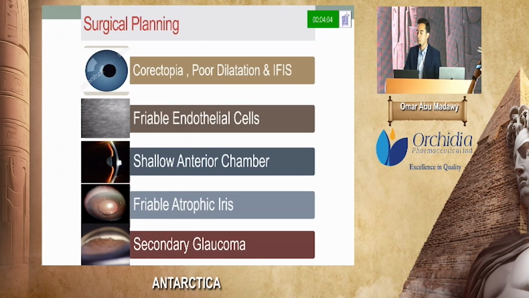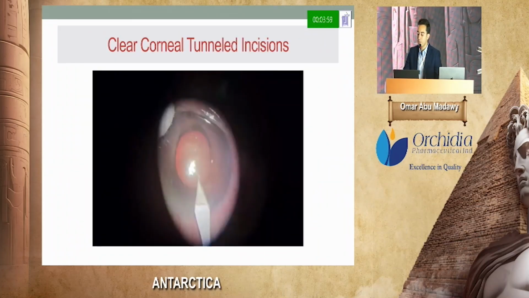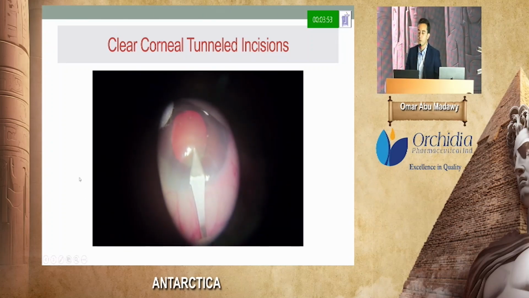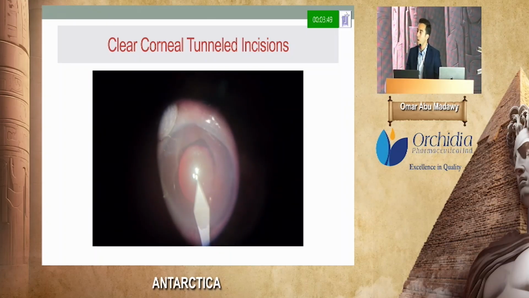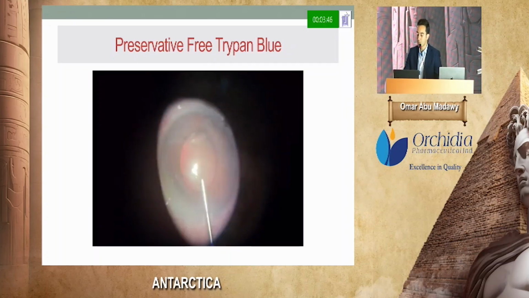This is the surgical planning for anybody planning to do phaco in ICE syndrome. The first difficulty that I faced is the shallow AC, iris atrophy, and the possibility of formation of peripheral anterior synechiae and secondary glaucoma. So I decided to do clear corneal, very long tunneled incisions. Secondly, the use of a preservative-free trypan blue. Trypan blue is a must when doing phaco in ICE cases.